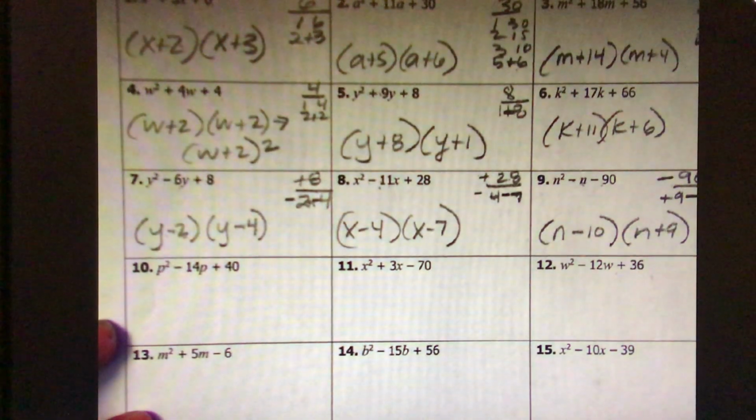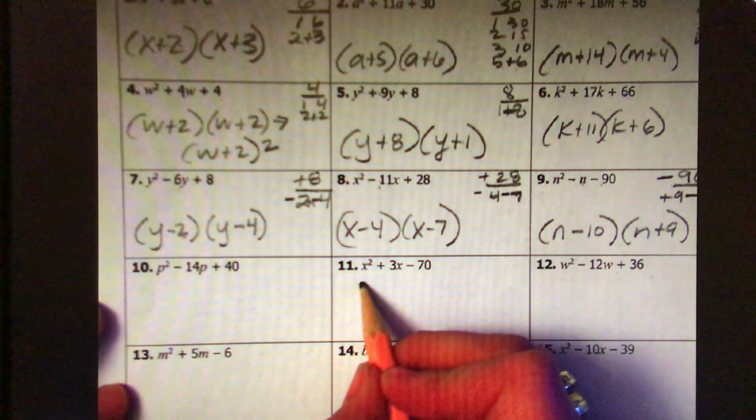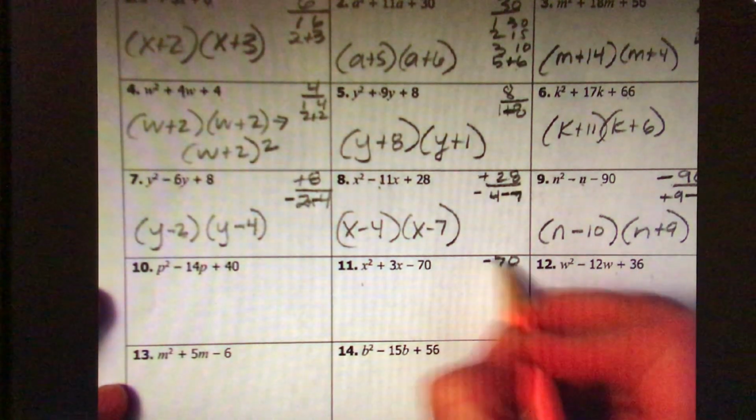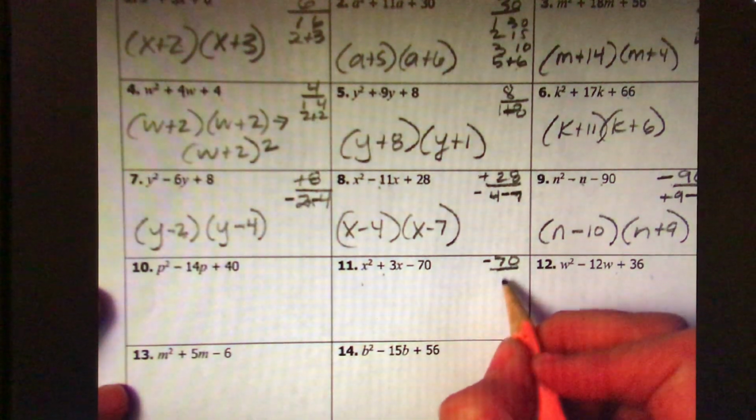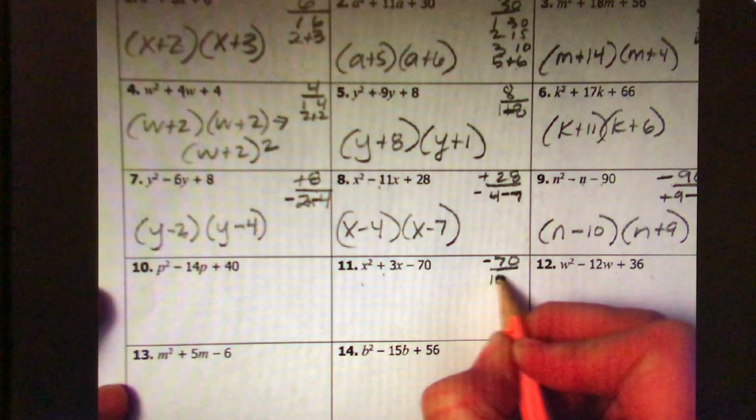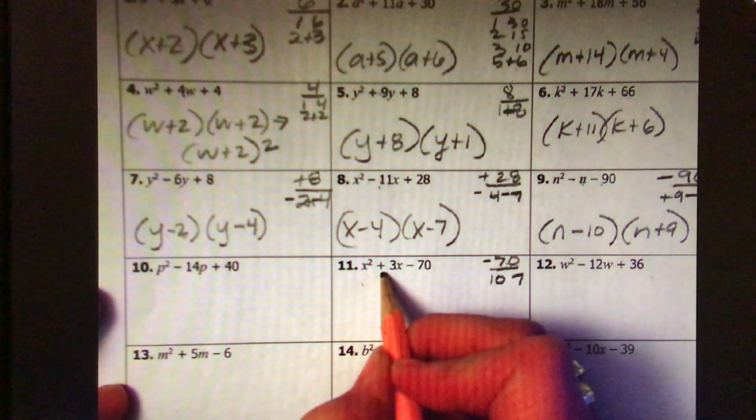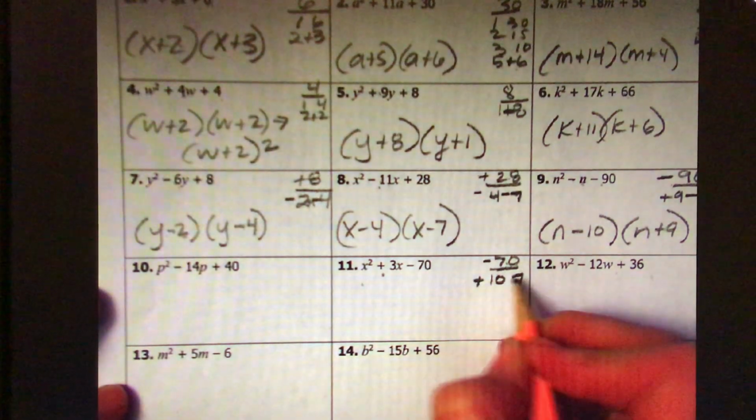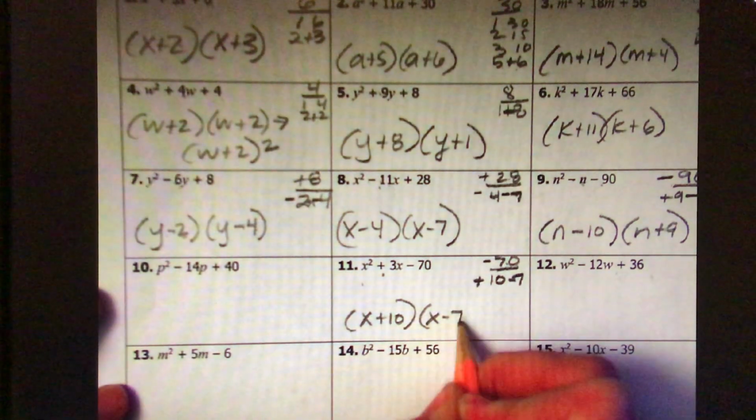Okay. Let's see if we should maybe do one more odd. Let's do the 11 together. So if I have 70, it's negative. I have a positive internal term. Okay, so it's going to be the difference. I think it's probably going to be 10 times 7. And then what side is going to win? Because I want a positive 3. So the larger term has to be positive. So this is going to give me x plus 10, x minus 7.